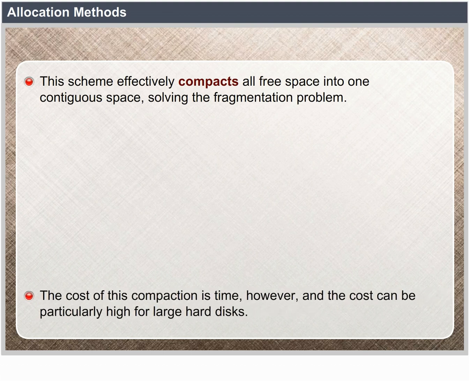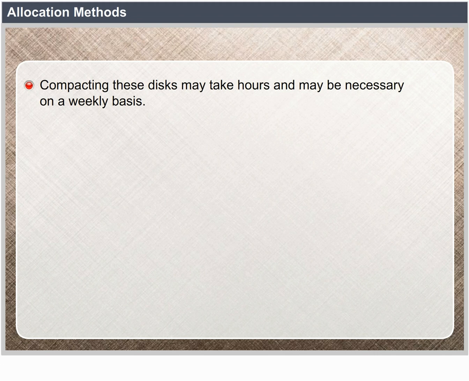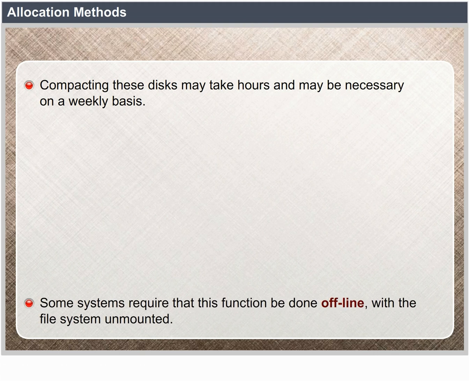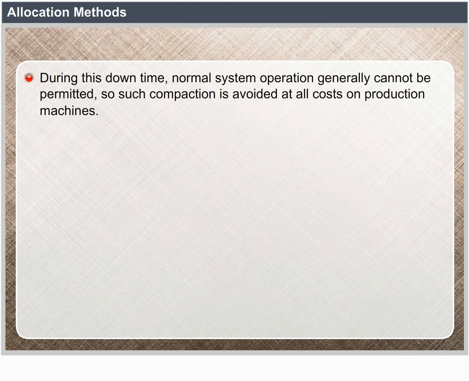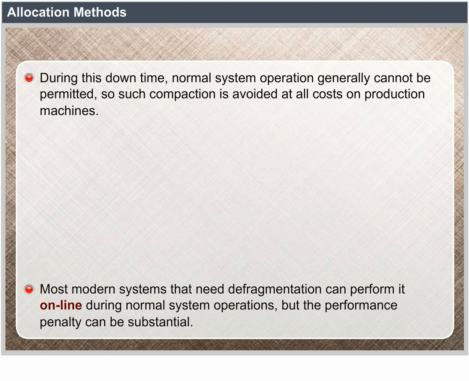The cost of this compaction is time, however, and the cost can be particularly high for large hard disks. Compacting these disks may take hours and may be necessary on a weekly basis. Some systems require that this function be done offline, with the file system unmounted. During this downtime, normal system operation generally cannot be permitted, so such compaction is avoided at all costs on production machines. Most modern systems that need defragmentation can perform it online during normal system operations, but the performance penalty can be substantial.